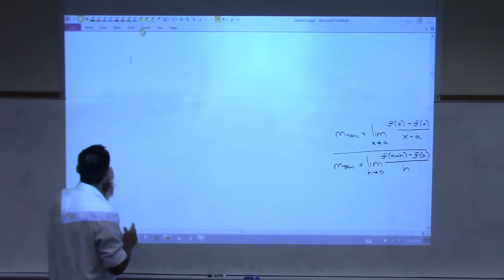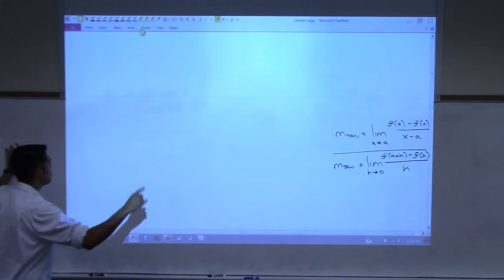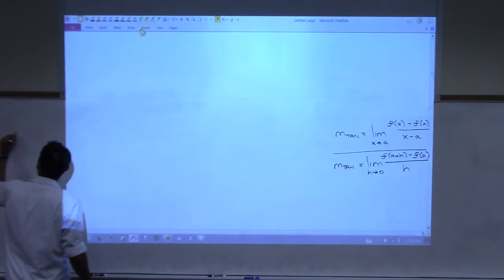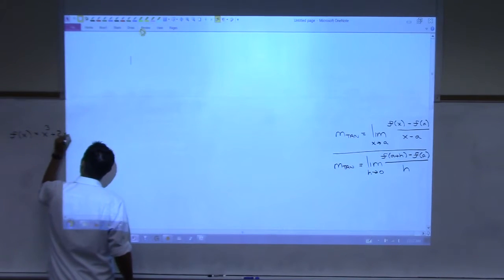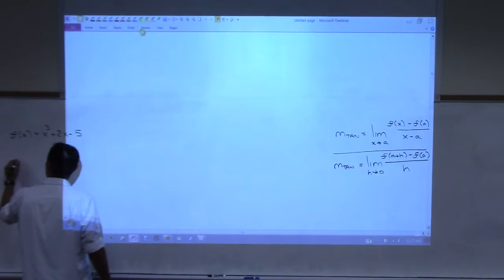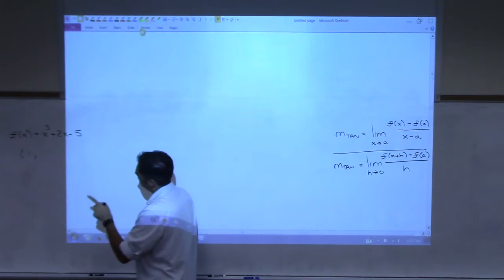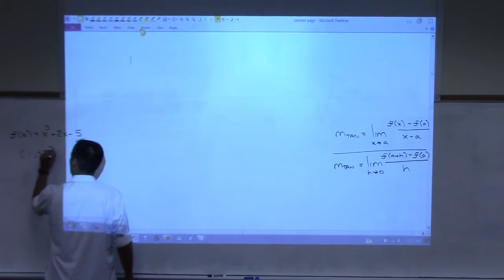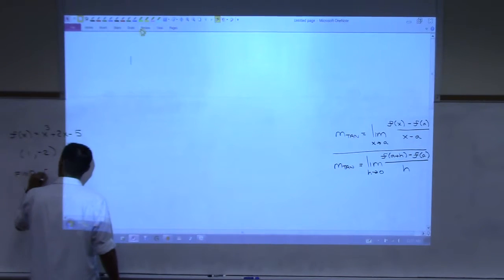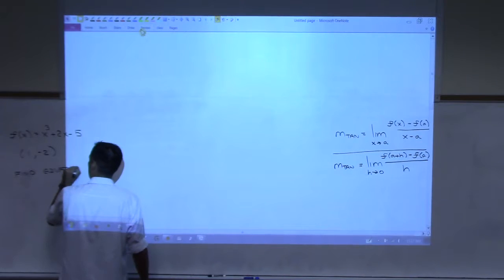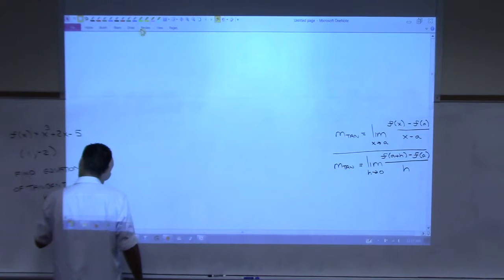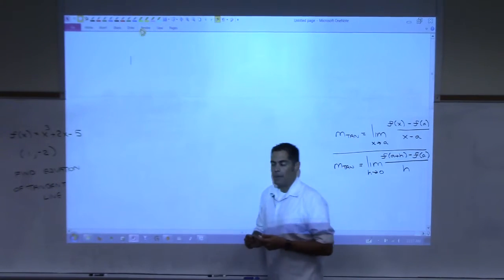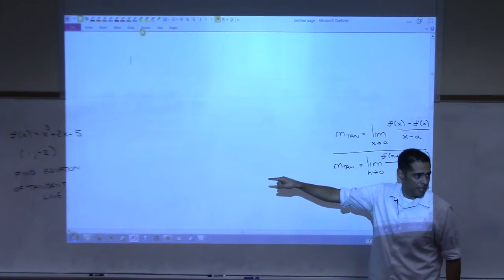So on the first example, let me write the function down over here first because I want to show you something on the board. We're going to look at the function f of x equals x cubed plus 2x minus 5. And let's look at it at the point (1, negative 2). I want us to find the equation of the tangent line at that point. Now pay attention to what I just said. Find the equation of the tangent line, right?